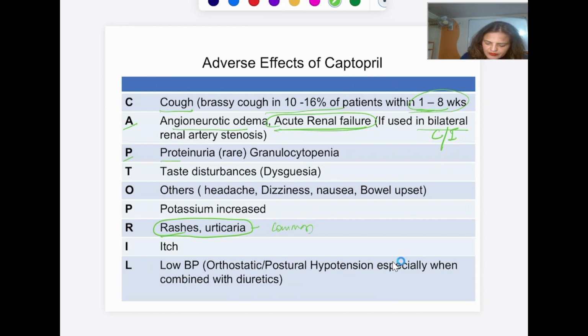Then P stands for proteinuria, which is rare. T is for taste disturbances, mainly with captopril. O is for other side effects like headache, dizziness, nausea, bowel upset. P is for the level of potassium, which is increased. R I have already told. I is for itch, and L is for low blood pressure. So partial hypotension, that is only if the person is treated with a diuretic. So these are the adverse effects of captopril.